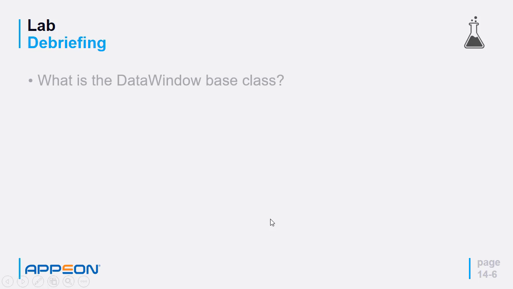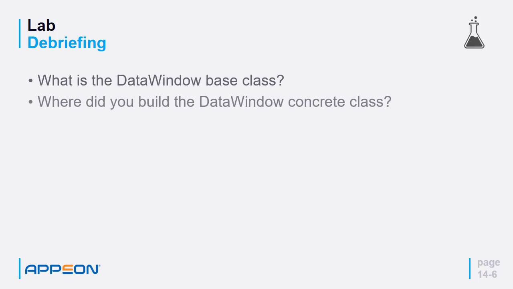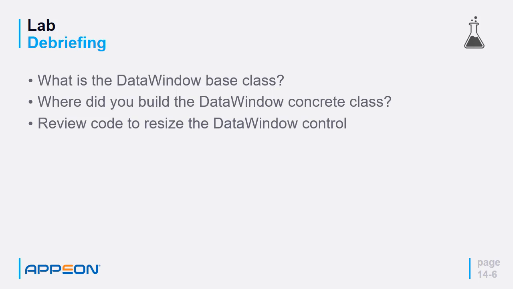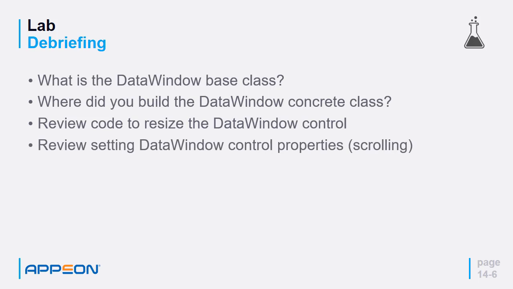So for the lab debriefing, what is the data window control base class? Does a data window object have a base class? Where did you build the data window concrete class? Review the code on how to resize the data window control. Review setting the data window control properties. Remember to scroll through all the properties and look at the various tab pages. The data window control and the associated data window object is quite complex.